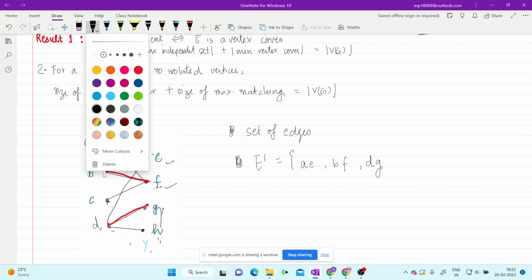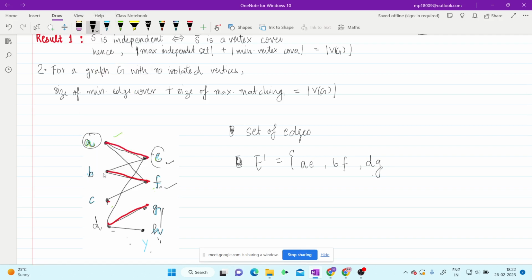So they are covering basically A, E, B, F, D and G. But these three edges are not forming an edge cover, because there are still two vertices, C and H, which are left, not covered by any of these edges. An edge cover should cover all the vertices. So what we do now is look at the leftover vertices and include one edge for each vertex.